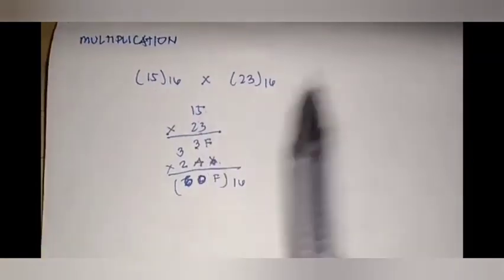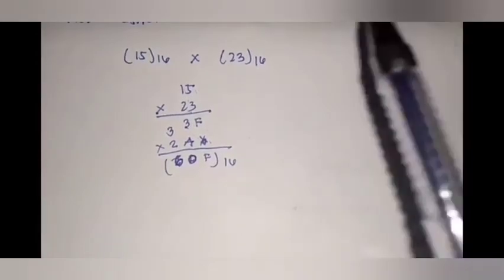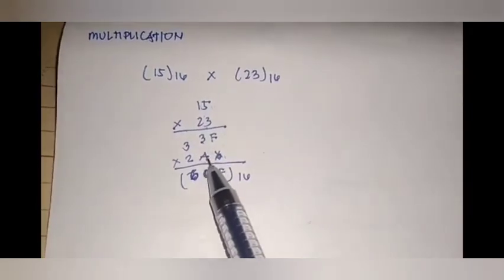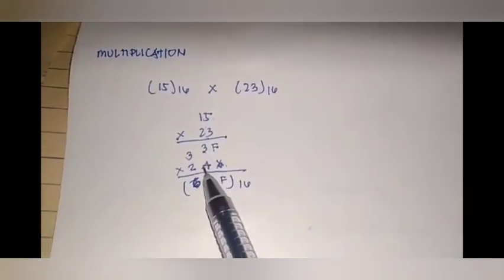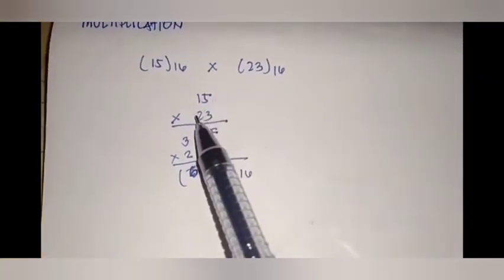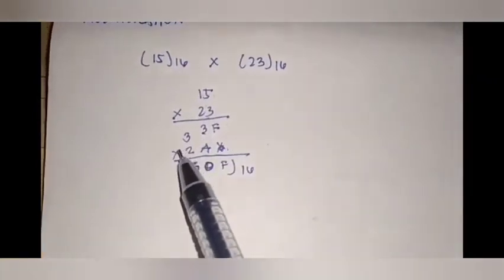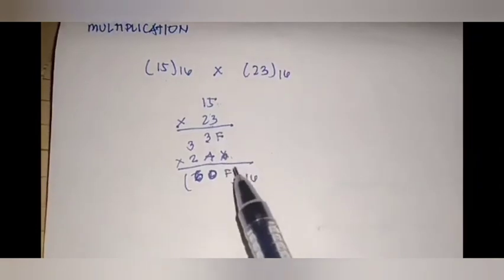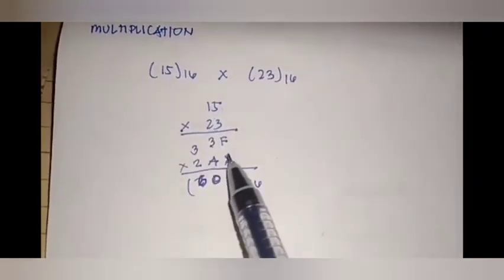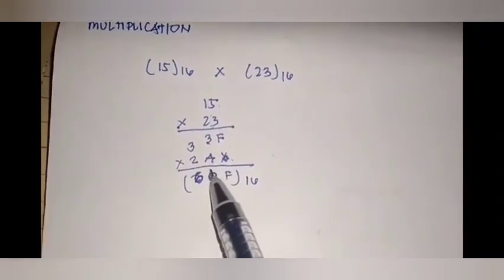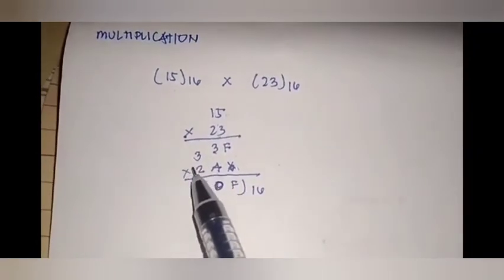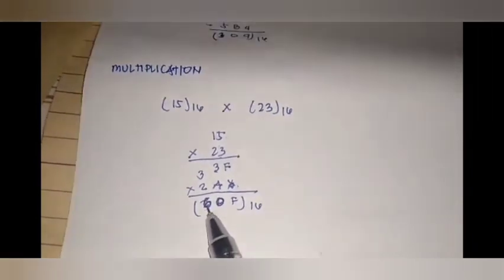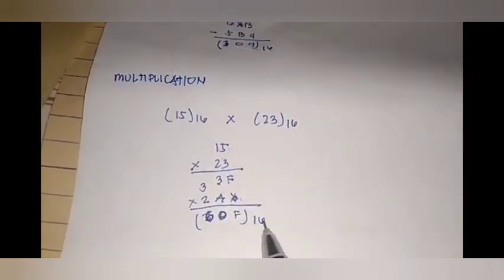Then we move to the second number. 2 times 5 is equal to 10. And we put A here because 10 corresponds to A. 2 times 1 is equal to 2. Then let's add. Bring down the F. Then 3 times 10 is equal to 30. Then 3 times 2 is equal to 6. That's the final answer.